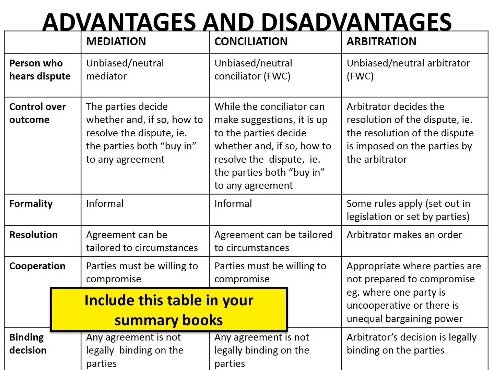In an arbitration, the arbitrator's decision is legally binding on the parties. That is, if one party disobeys the order that the arbitrator has made for the resolution of the dispute, then that is a breach of the law, and the other party can take action to have that arbitration decision enforced against the party who has decided to disregard it.